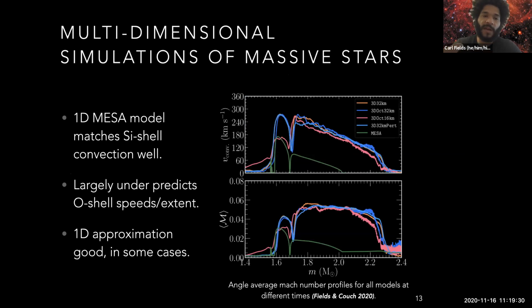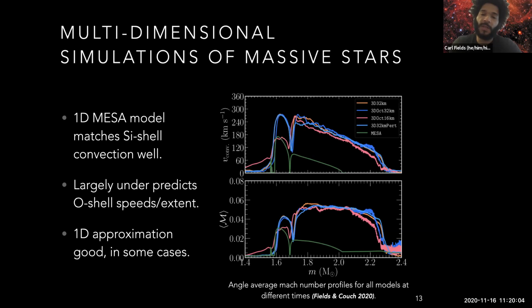So we can quantify that a bit further, right? We can use our 3D models to see how these compare to our 1D MESA models. Say you don't have a 3D progenitor, how good is the MESA model? That's what we wanted to try and answer with this. On the x-axis, we see the Lagrangian mass coordinate again. On the top panel is the convective velocity, and on the bottom panel, the angle-averaged Mach number. I'll point your attention to the green line, which is the MESA model, the 1D spherically symmetric model.